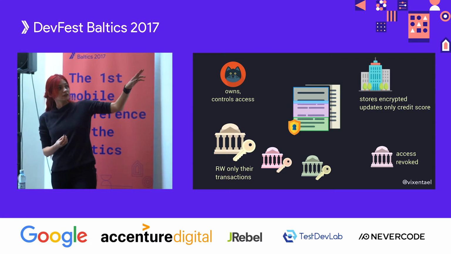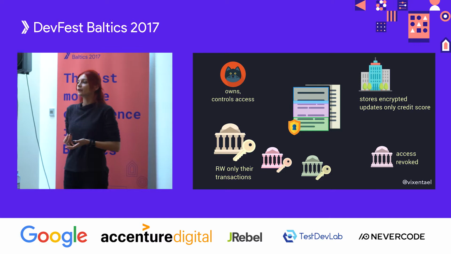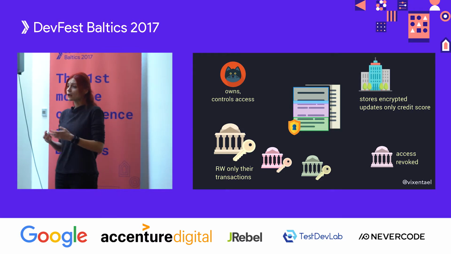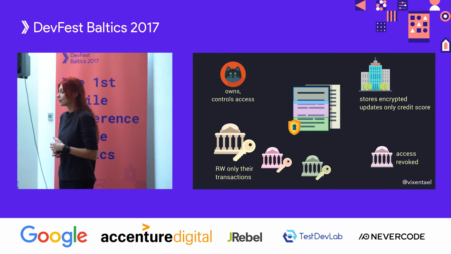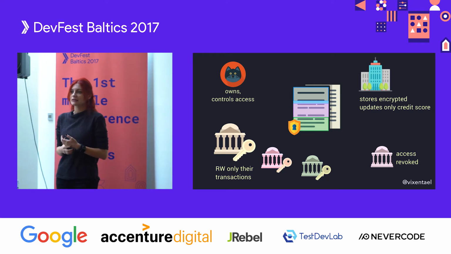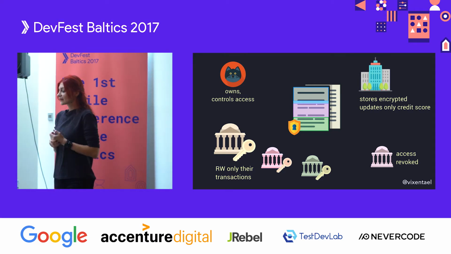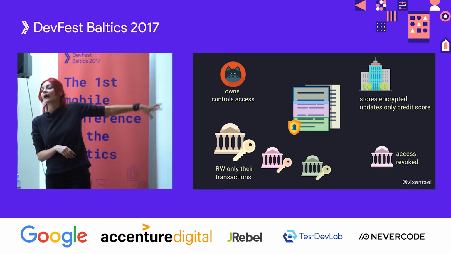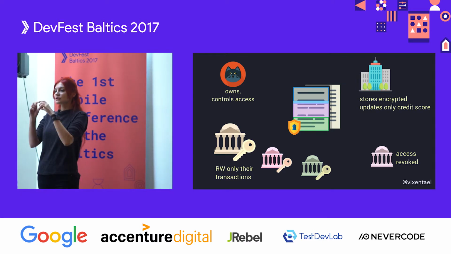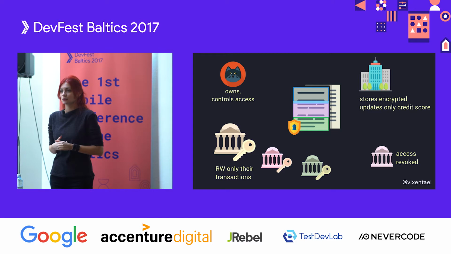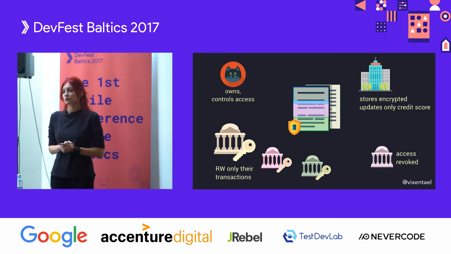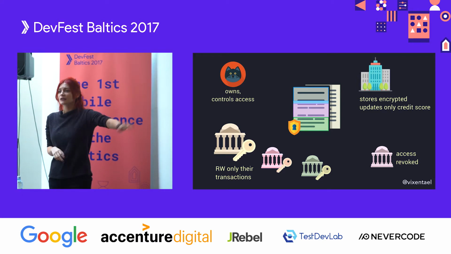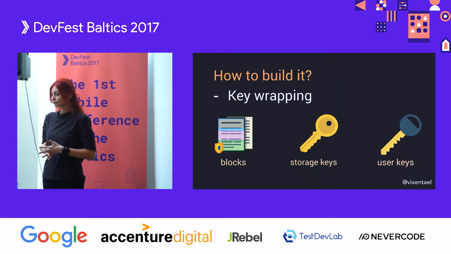Still, the credit bureau is storing the data, but now it's encrypted. So if the credit bureau is leaked, at least the data won't be leaked in plain text. Then each bank has its own key to the block of this data. And of course, access can be revoked. So if Mr. Cat is not working with some bank anymore, he just revokes the access.